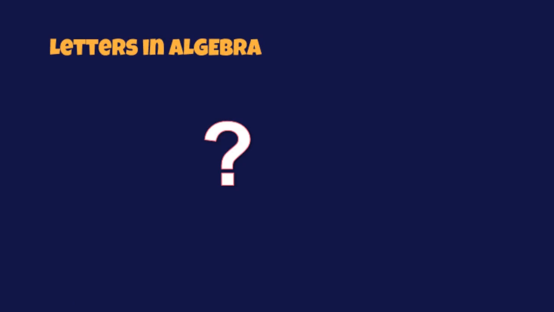Why do we use letters in algebra? It represents the missing value. A letter represents a number that needs to be found. Here, B represents the missing variable, a value that needs to be found.